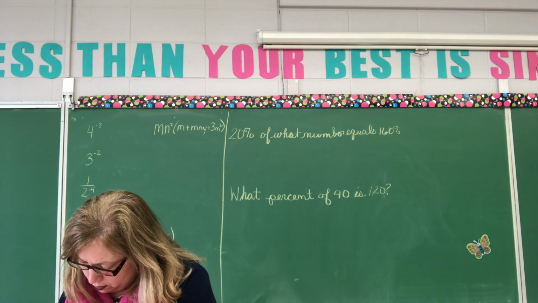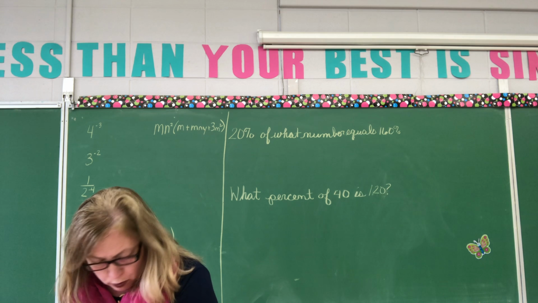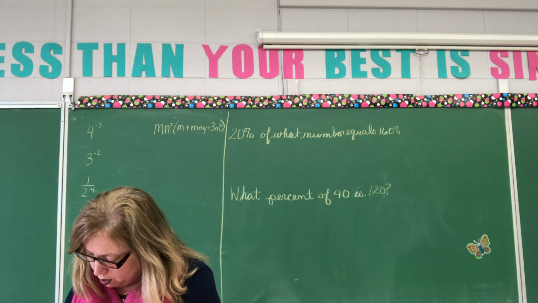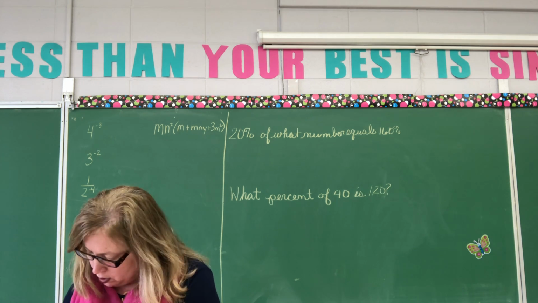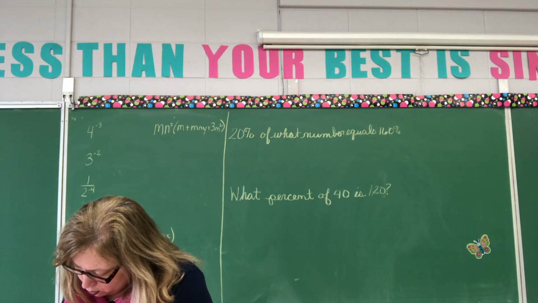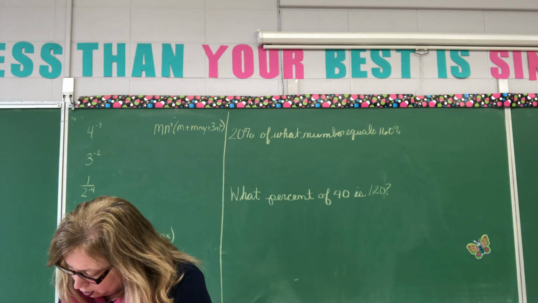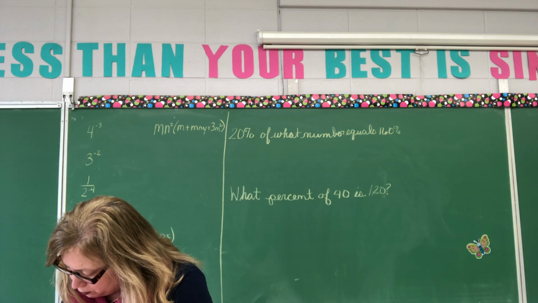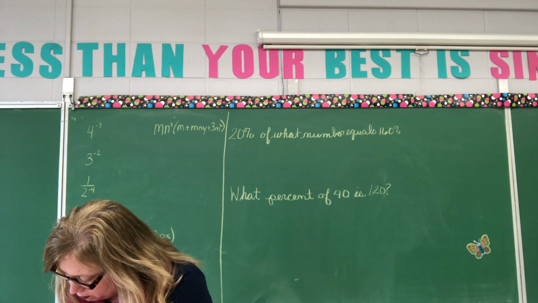We have what percent of 400 is 0.8? Okay, so we have rate times 400 is 0.8. Divide both sides by 400.